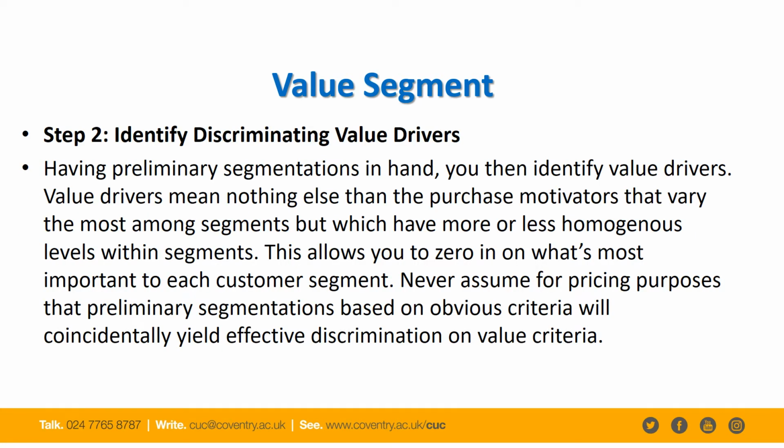Step 2 is to identify discriminating value drivers. Having preliminary segmentation in hand, you then need to identify value drivers. And what do we mean by value drivers? Well, the value drivers are the purchase motivators that vary most among segments, but which have more or less homogeneous levels within segments. So this allows you to zero in on the most important to each customer segment. And you should never assume for pricing purposes that preliminary segmentations based on obvious criteria will coincidentally yield the most effective discrimination on value criteria.